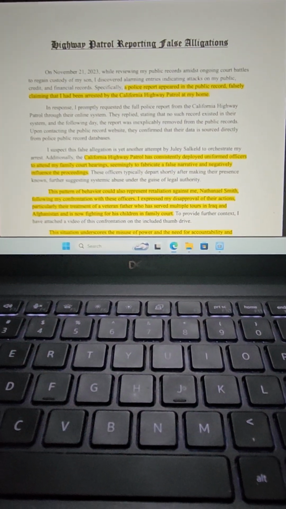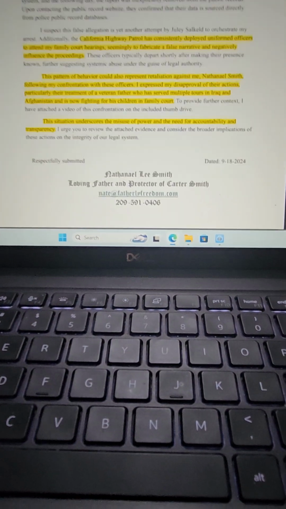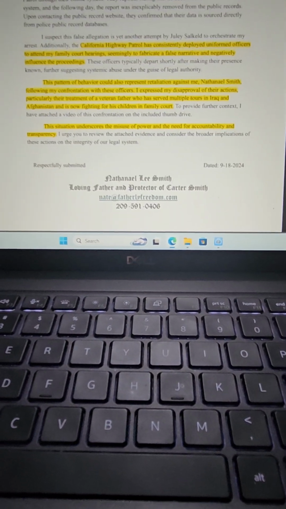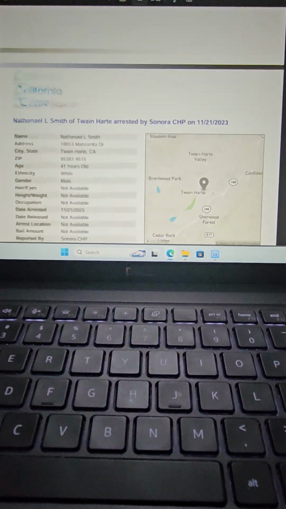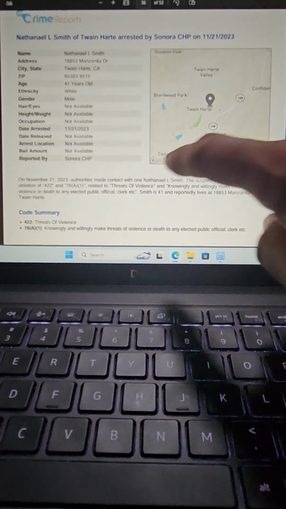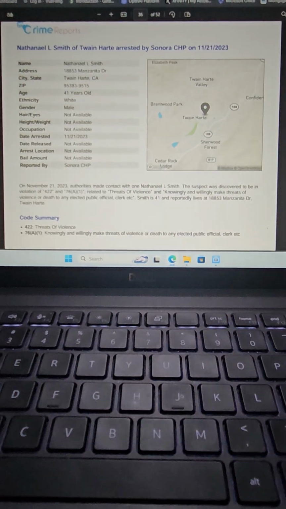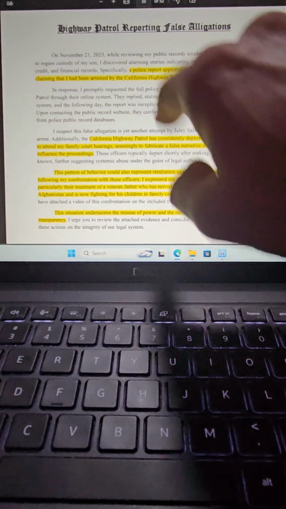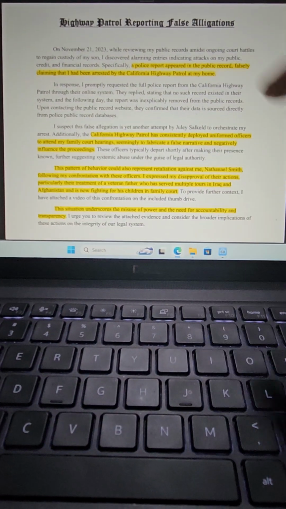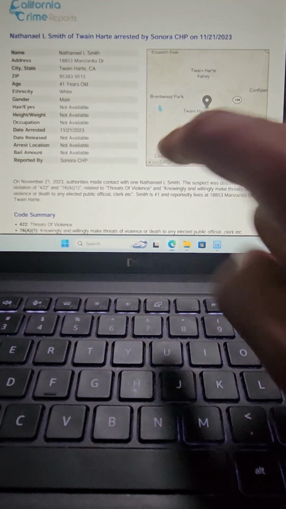Highway Patrol reporting false allegations. So Highway Patrol tried to accuse me of threatening or harming a public official with injury or death. That's why they keep showing up in my court hearings. Here's the police report. This never happened. This is a lie. They pre-made this because they tried to arrest me for something I didn't do. This goes to show right here, and I went into this. I explained all this, that they were basically trying to trump up false charges on me.